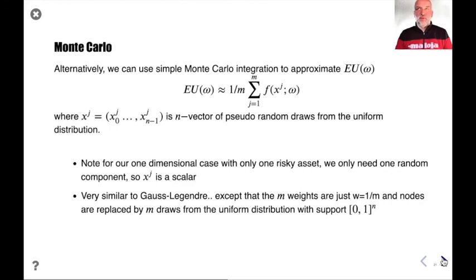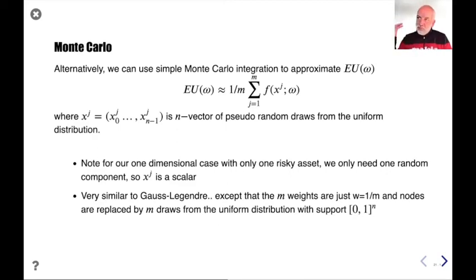If you have random sampling, this is exactly the idea, just briefly about what Monte Carlo is. You can take a bunch of random numbers, and then just take the average, and that's going to converge to the expected utility as m goes to infinity. So here x is an n-dimensional vector with a dimension for each dimension of the integration, or for each asset, if you will, in our example. But for our one-dimensional case, each xj is just a scalar.